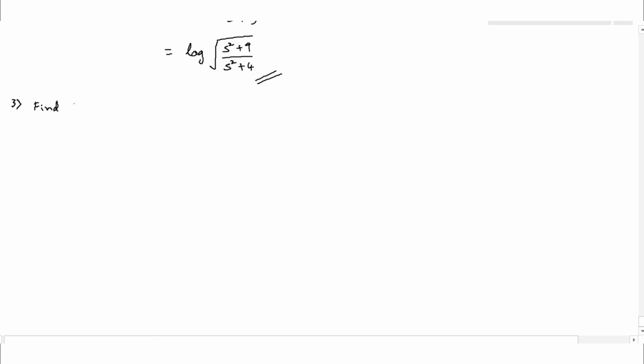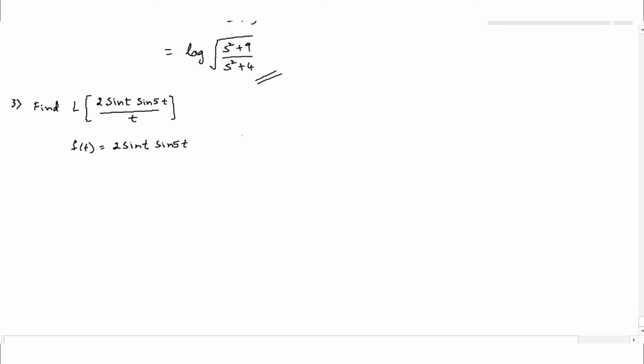Find Laplace transform of 2 sine of t into sine of phi t divided by t. So we have to take the numerator value to be equals to f of t and find out its Laplace transform. So it is 2 sine of t into sine of phi t.